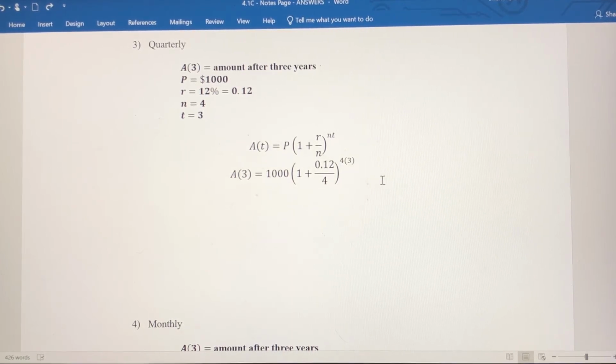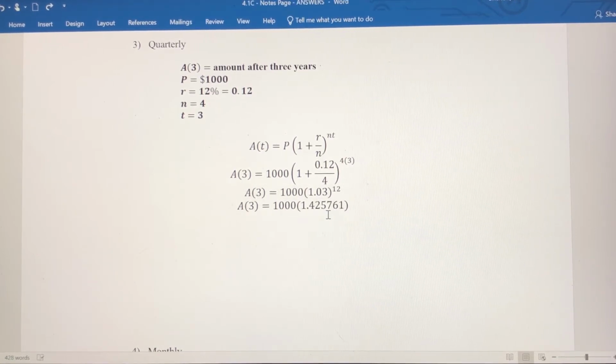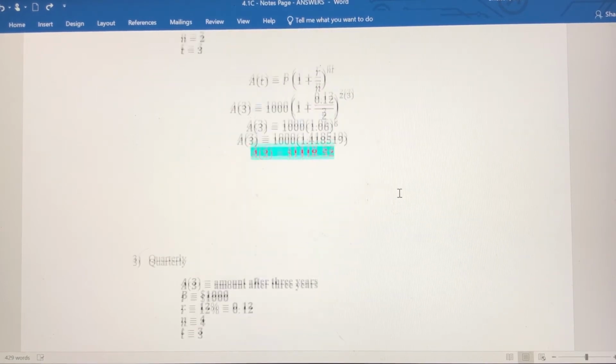Okay, so let's simplify here within the parentheses. It's going to be 1.03. 4 times 3 is 12. Now I'm going to evaluate the exponent here. So that gives me 1.425761. Multiply that times 1,000. So after 3 years compounding quarterly, we should have $1,425.76.